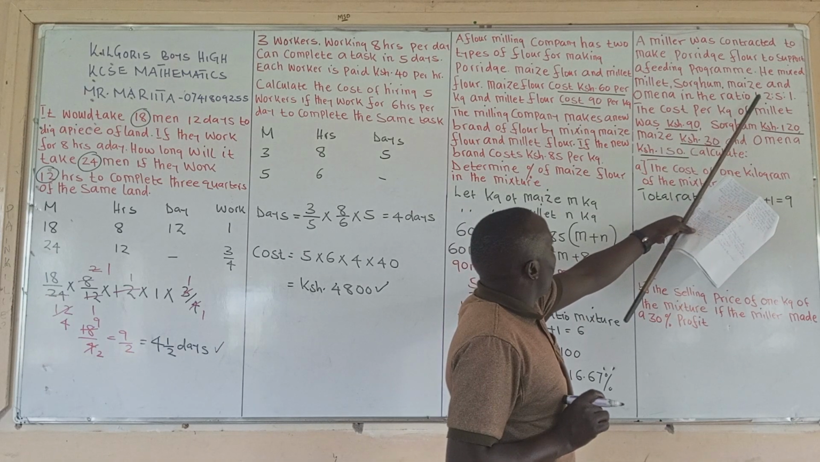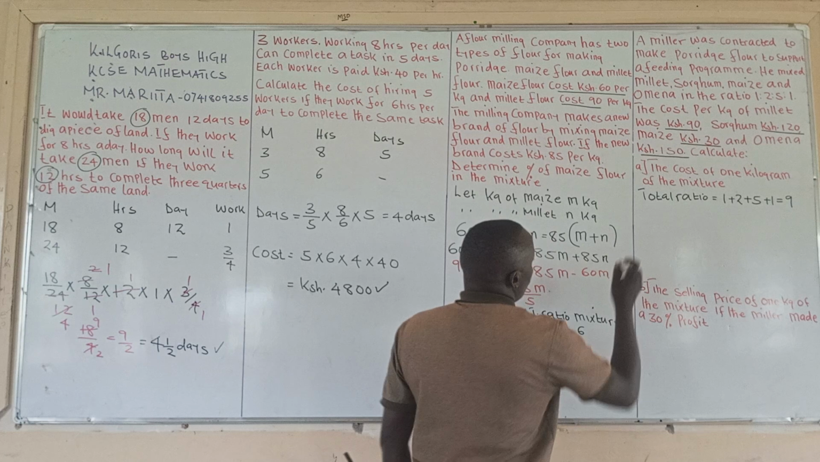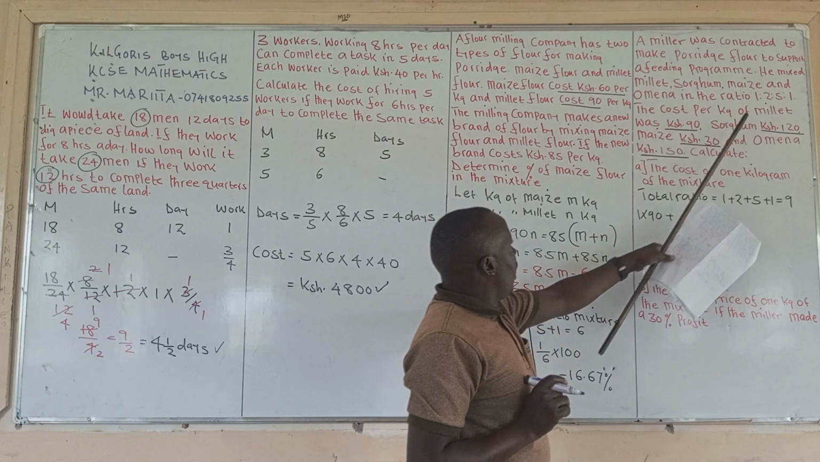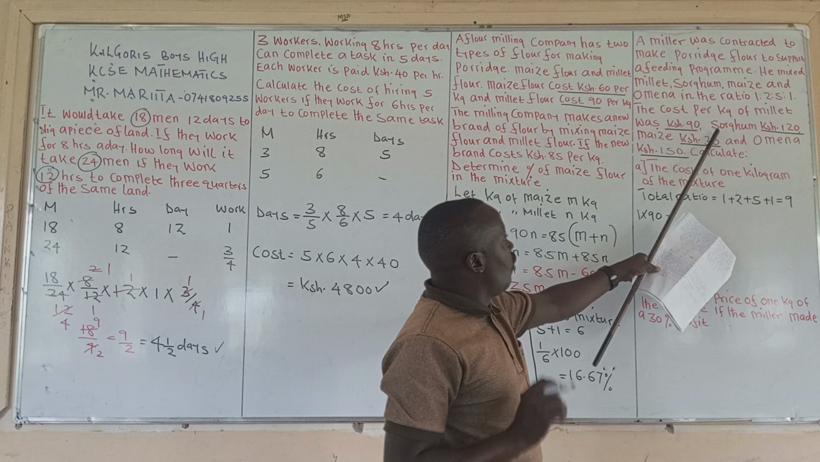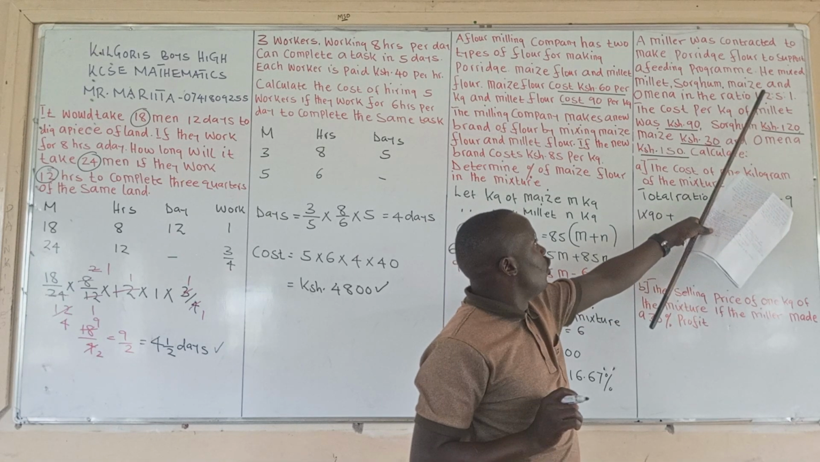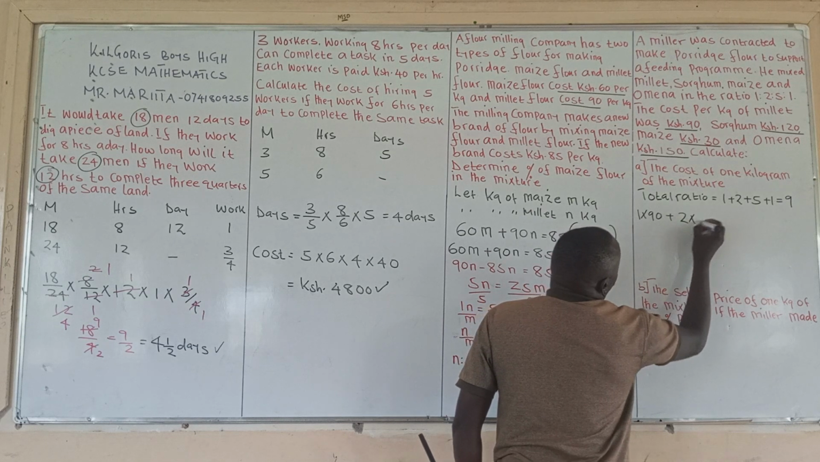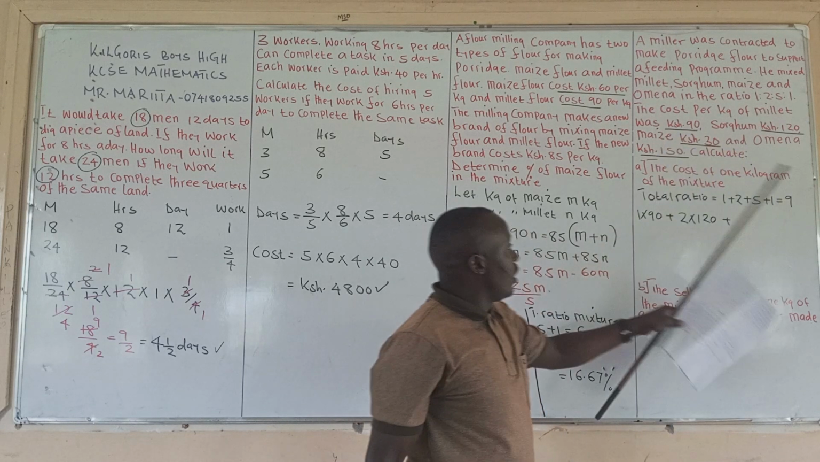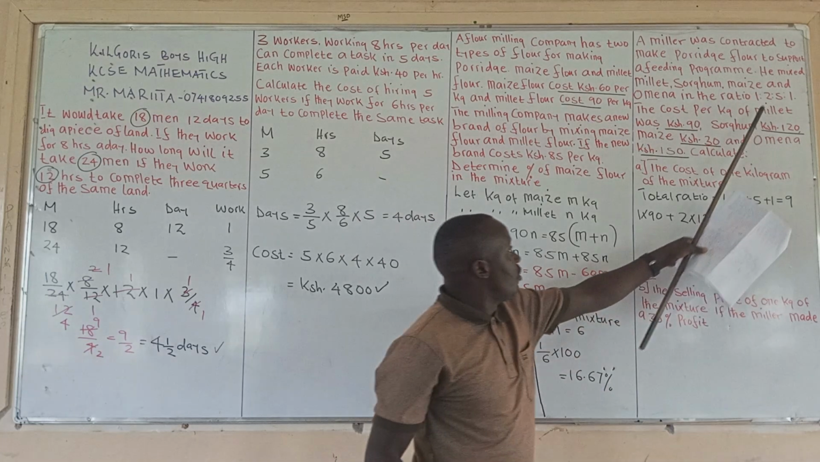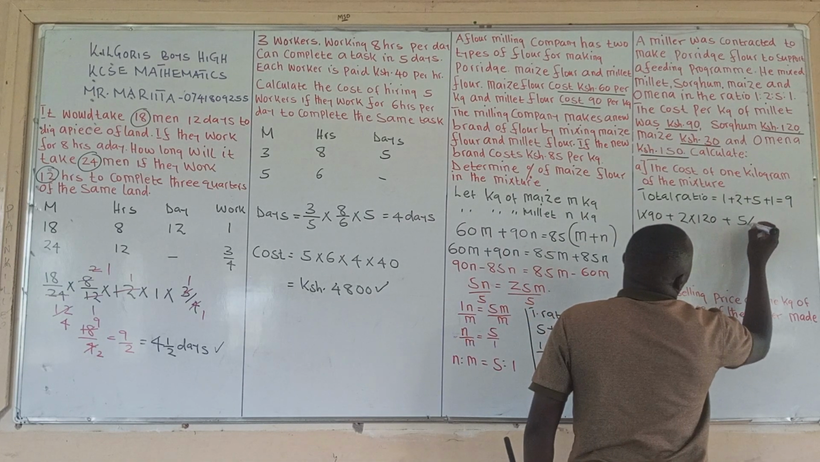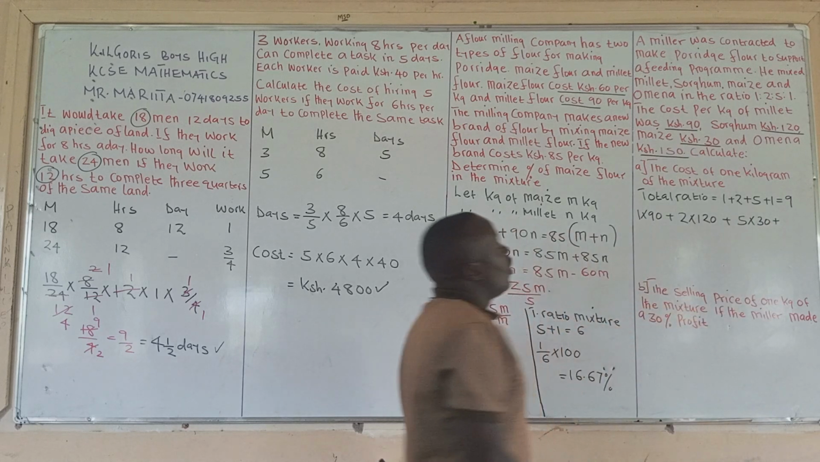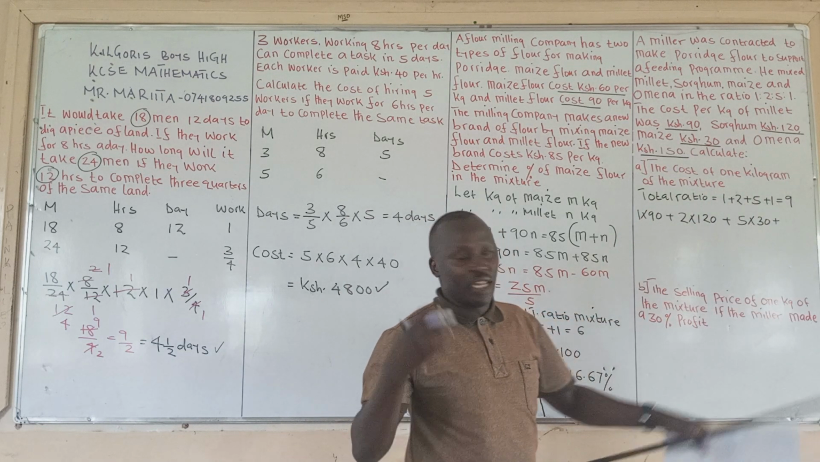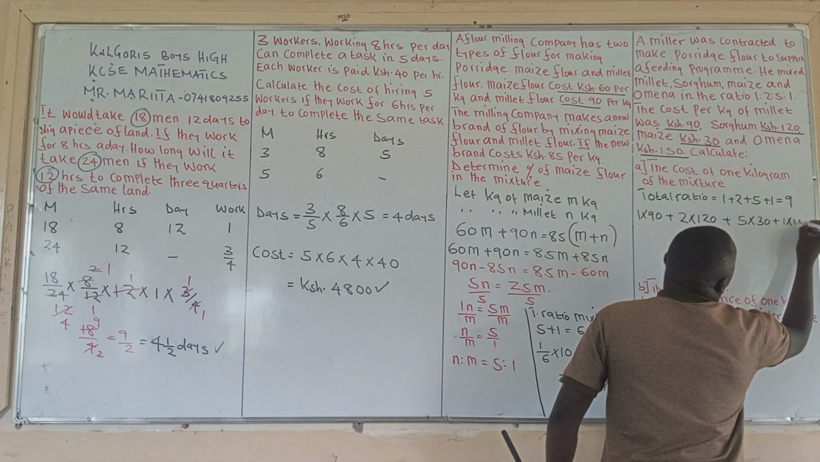The 1 kilogram of millet is costing 90 shillings, so we have 1 times 90. Then plus, 1 kilogram of sorghum is costing 120, and in the ratio we have 2 kilograms, so we have 2 times 120. Then plus maize: 1 kilogram of maize is costing 30 shillings, and in the mixture we have 5 kilograms, so plus 5 times 30. Finally, 1 kilogram of omena is costing 150 shillings, and we have only 1 kilogram of omena in the mixture, so 1 times 150.